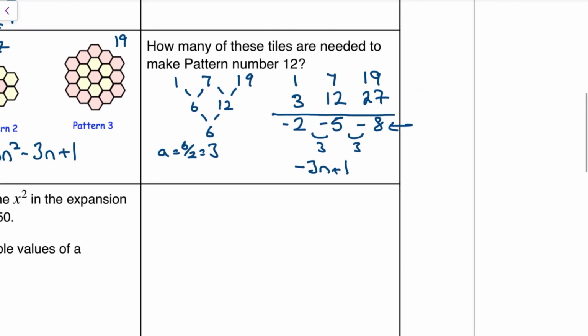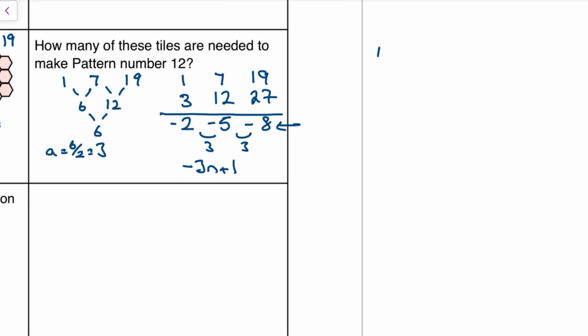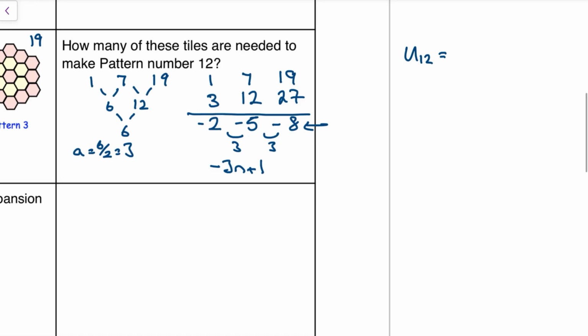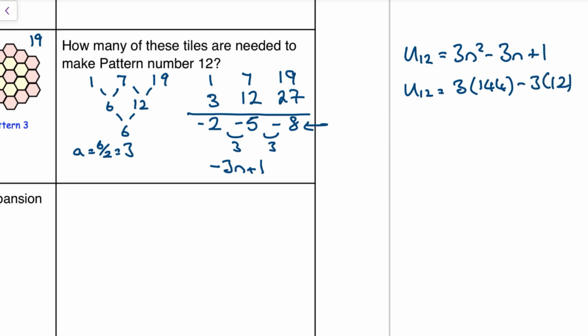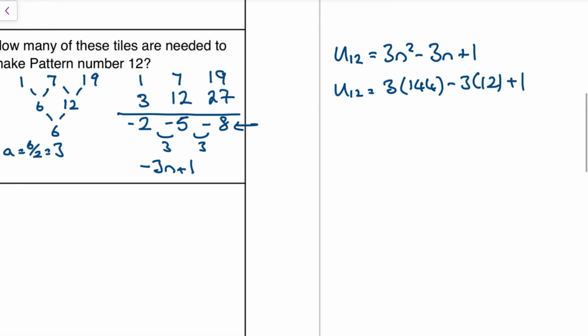Because I need to work out what U12 is. Now you'll remember, because it's now hidden over here, it's 3n squared minus 3n plus 1, which means that U12 is going to be 3 times 144, 12 squared, minus 3 times 12 plus 1. And if I get my calculator out quickly, that is going to be 3 times 144 minus 36 plus 1, which is going to give me 397. And that is going to be my answer to this question.